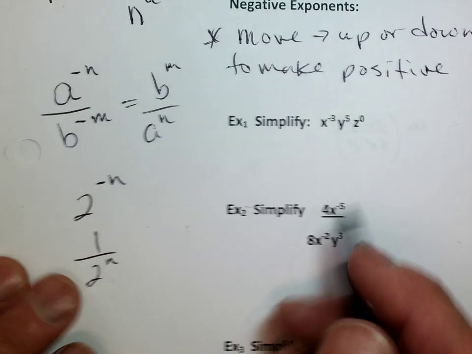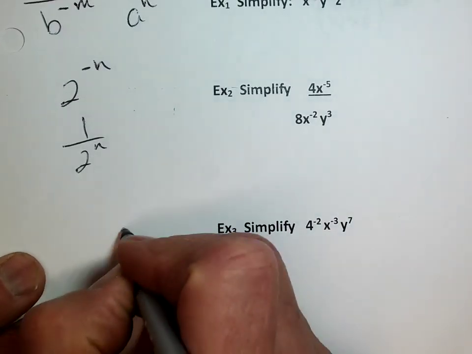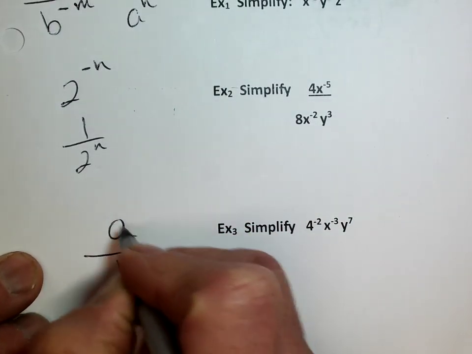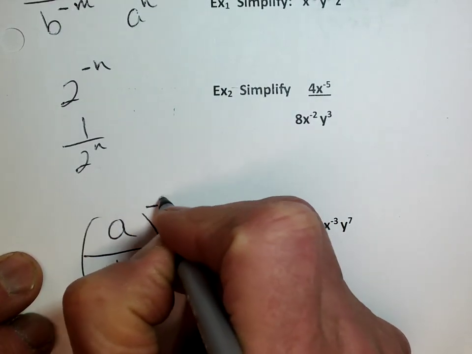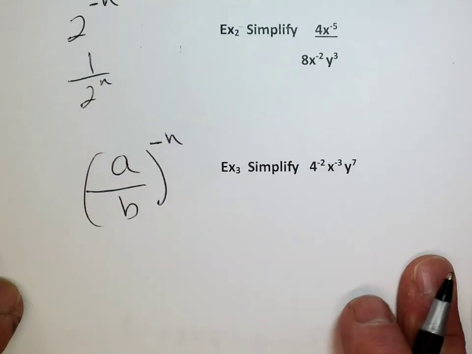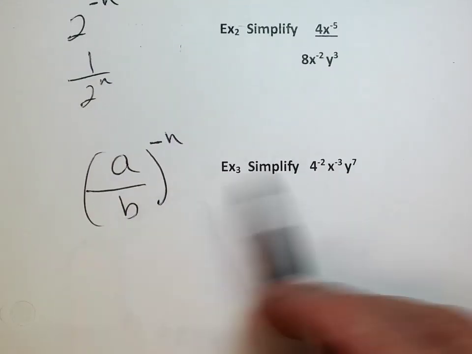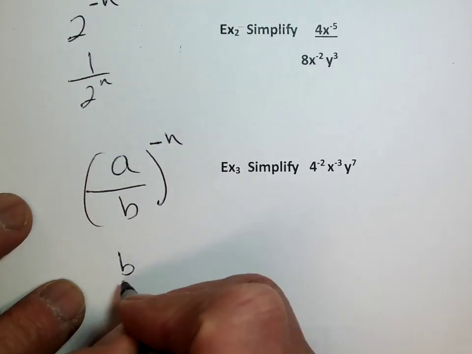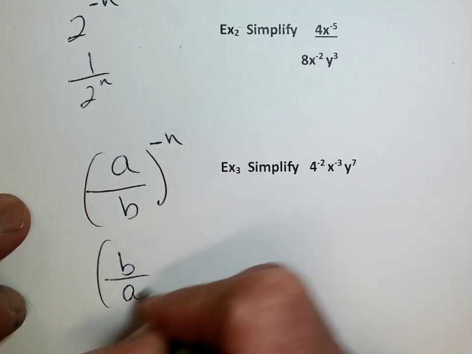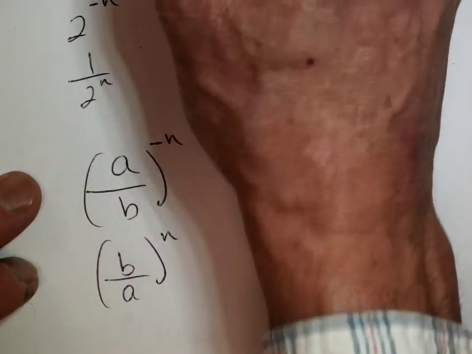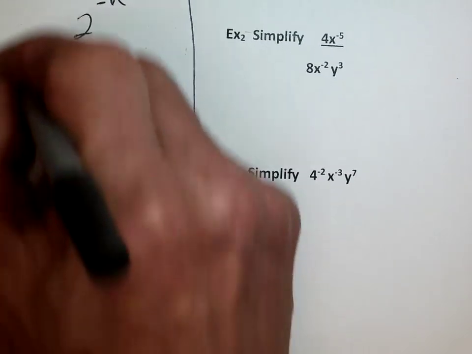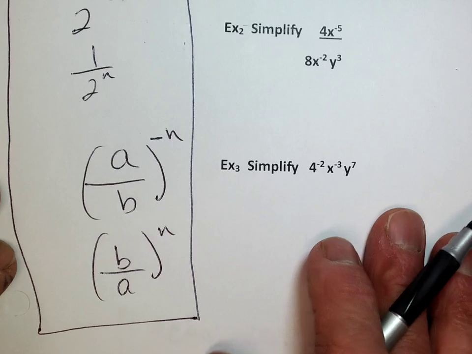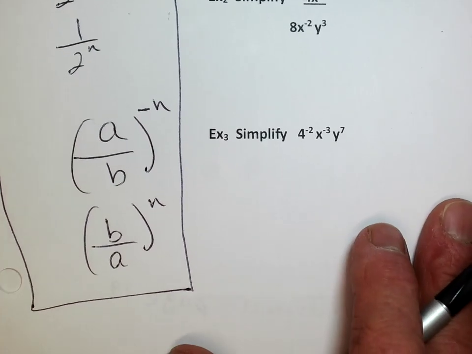All right, now the last rule I want to give you is this one. If I have a over b to the negative n power, like this, they're both going to become negative, right? So it's going to switch it. It's going to make it b over a to the n power, okay? So these are rules that I want to keep that'll help me later on, okay? So those are my little column, okay? So let's do some of these.